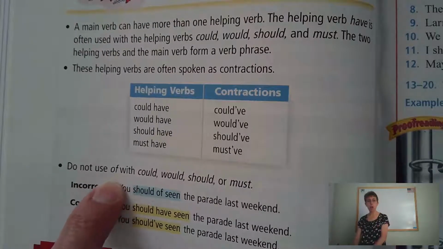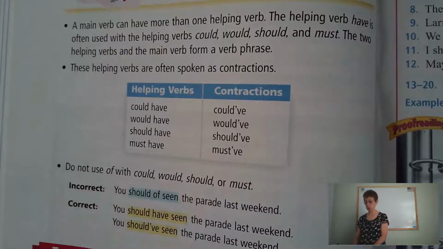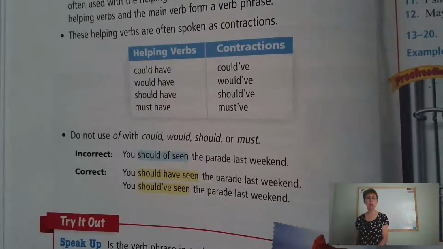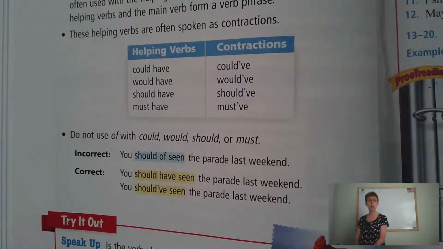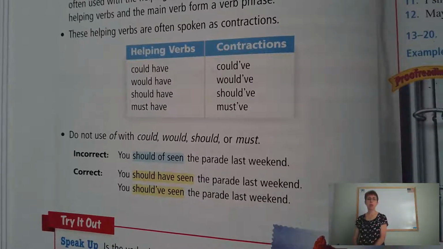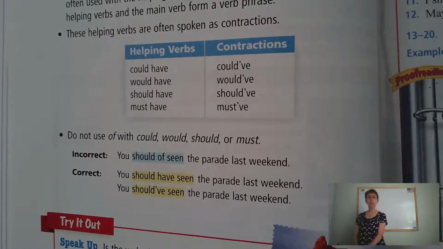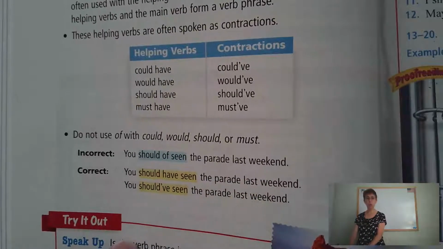Do not use of with could, would, should, or must. This is such a common mistake, and I still see it in some of your writing. It's incorrect to say you should of seen the parade last weekend. No, we're not saying you should of seen it. What you're trying to say is that you should have seen it. You should have seen the parade last weekend.